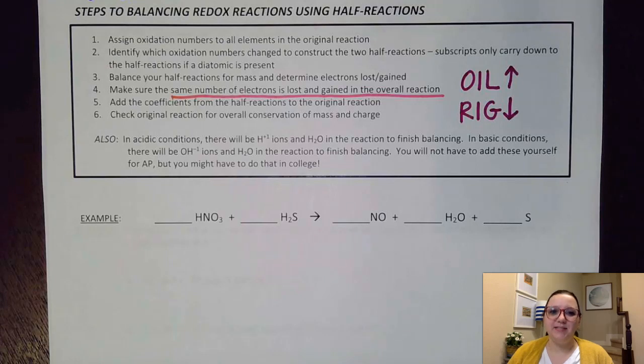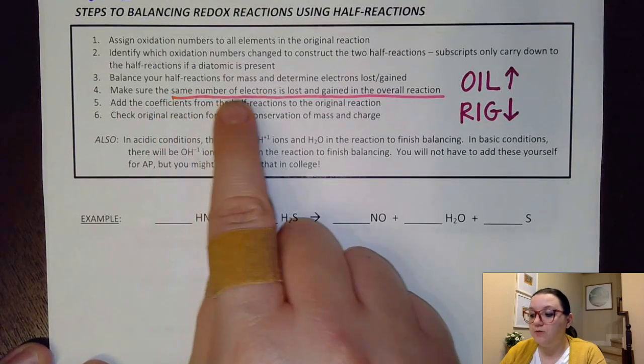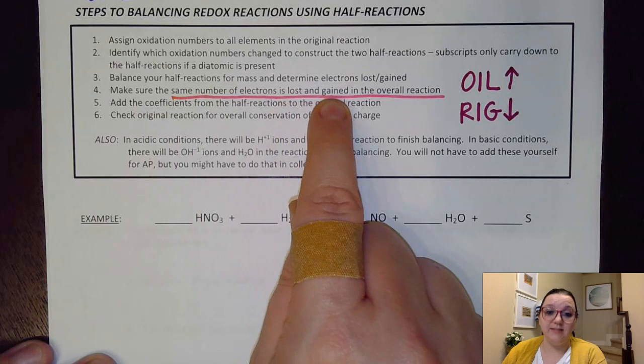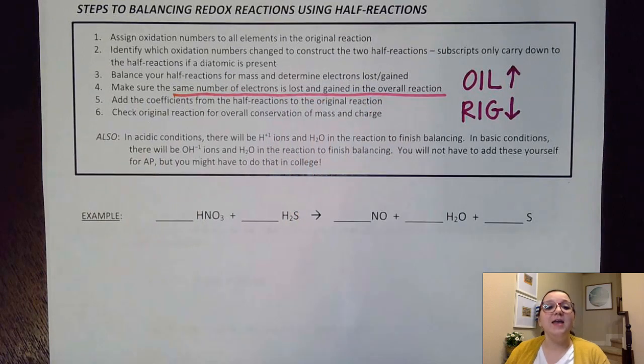Hey guys, Ms. Marusik here, and in this video we're going to talk about balancing redox reactions using half reactions. We're going to write both an oxidation half reaction and a reduction half reaction, and we're going to try and balance the two of those with each other. We're going to try and ensure that the same number of electrons is both lost and gained in the overall reaction. And as a result of doing that, what we'll end up doing is balancing the equation overall.